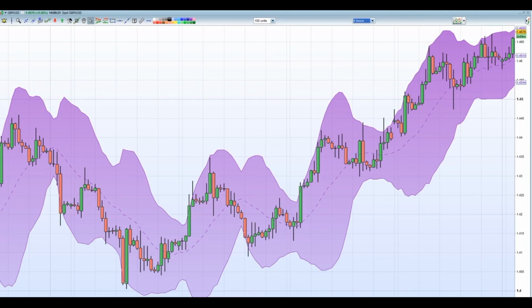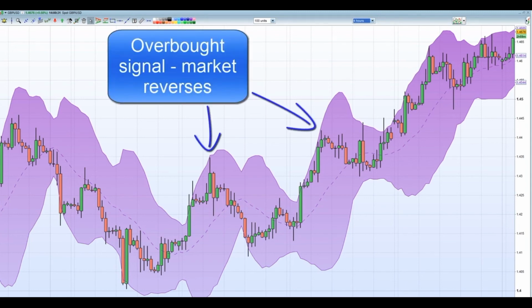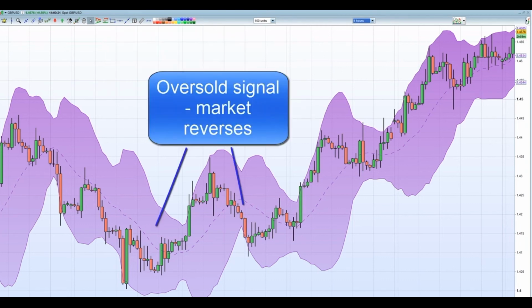The markets spend most of the time within the bands, and when the price action reaches the edge of the bands, it is often more likely to reverse and come back into the range. This is used as a signal by reversal traders to take a trade. This is similar to the oversold and overbought conditions of the RSI.